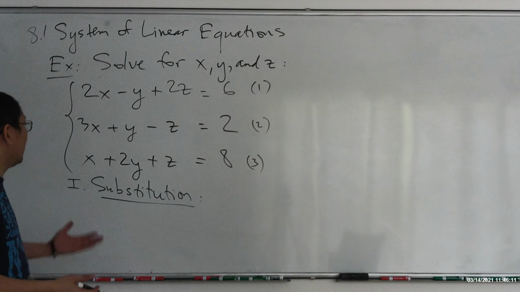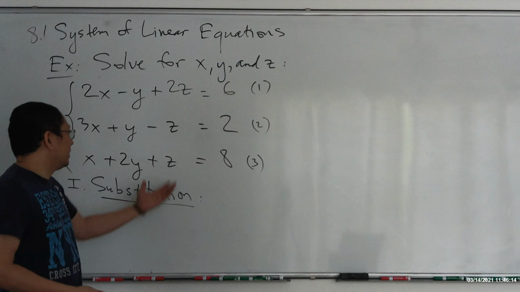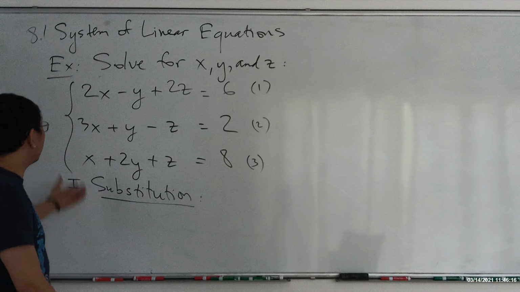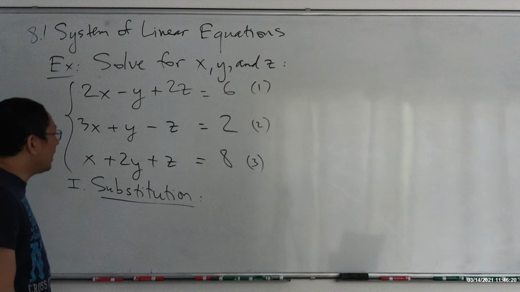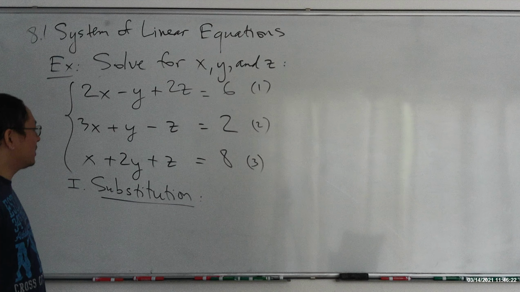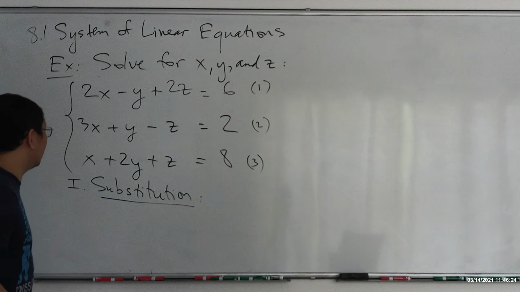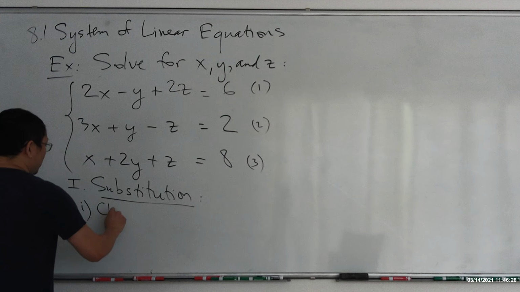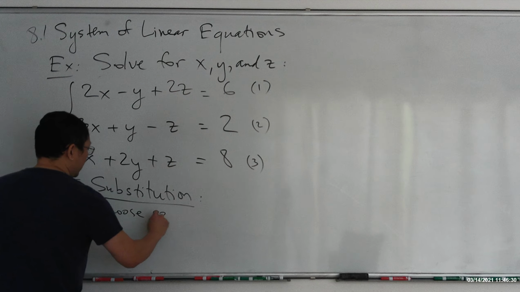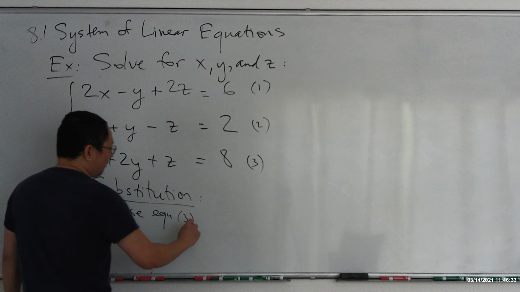Okay, it's up to you to choose an equation and solve for one unknown. I'm going to choose, say, equation 3. I can solve for z, for example. Or you can choose equation 2, solve for z or y, x, any equation you like. Solve for any variable that you like. I would choose an easy equation and solve for an easy unknown. I choose equation 3. Solve for what? Solve for z.